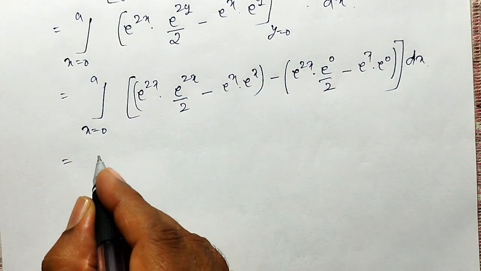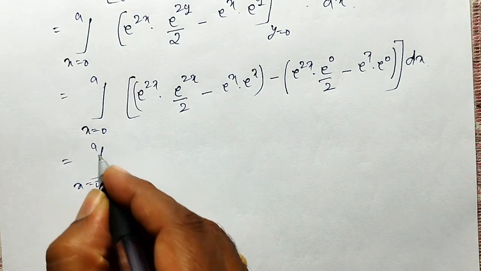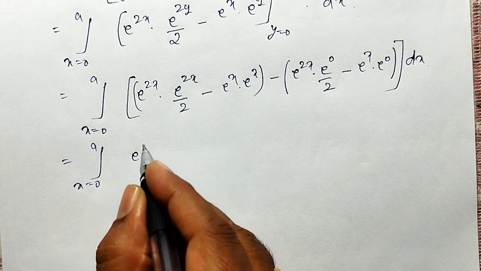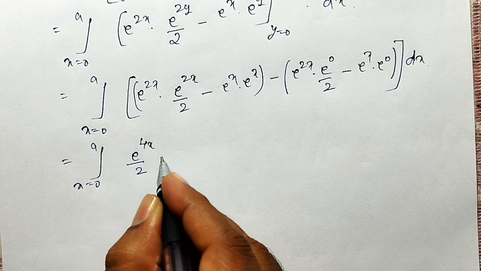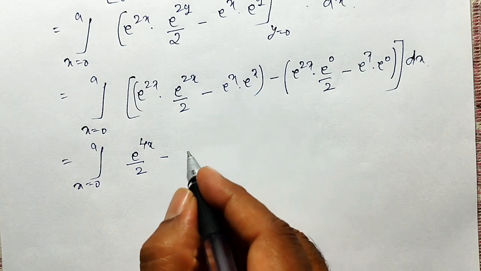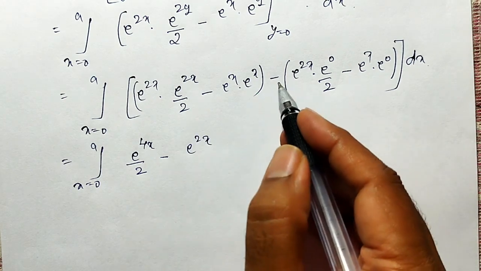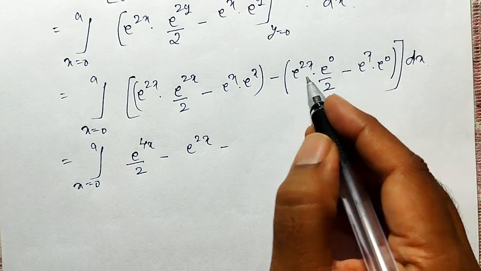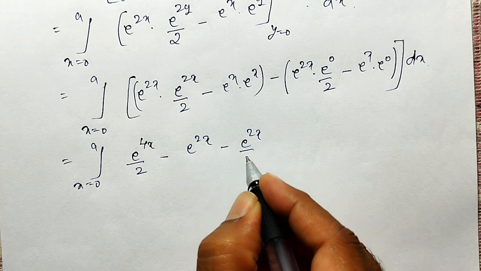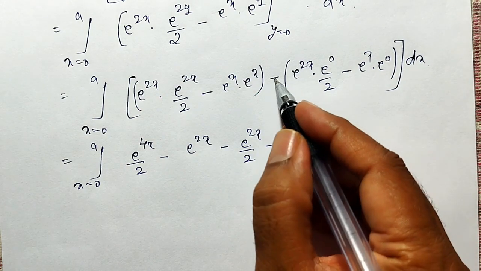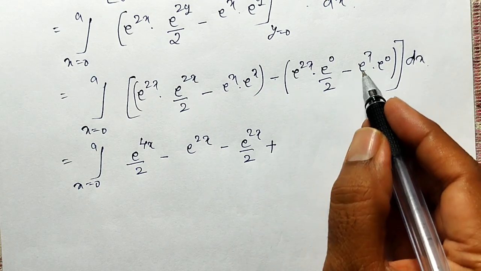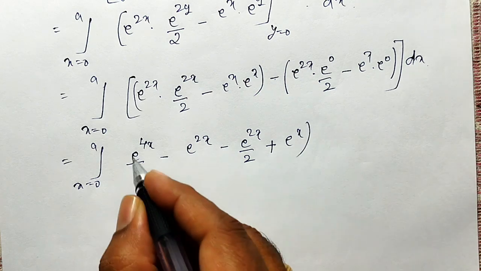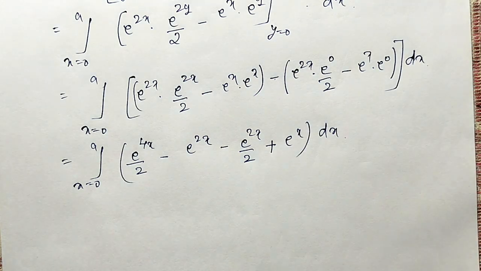For simplification, integration from x equal to 0 to a, before integration I will simplify this. e raised to 2x into e raised to 2x, e raised to 4x divided by 2 minus e raised to x into e raised to x, e raised to 2x minus e raised to 2x into e raised to 0, e raised to 0 is 1, e raised to 2x divided by 2, minus of minus, it will become plus e raised to x into e raised to 0 is nothing but e raised to x. This is to be integrated with respect to x.